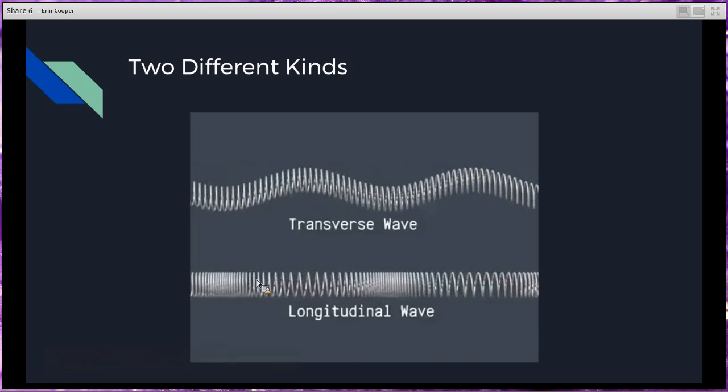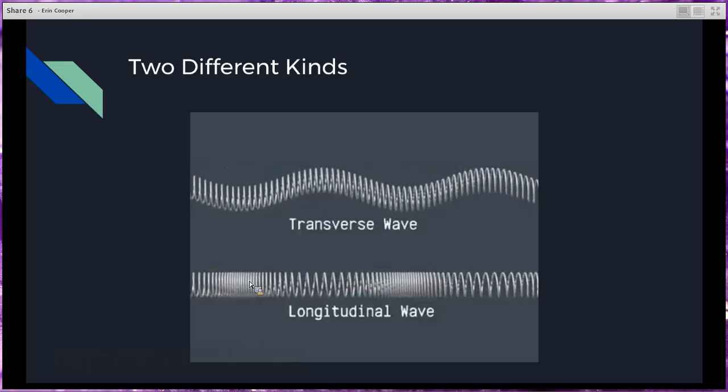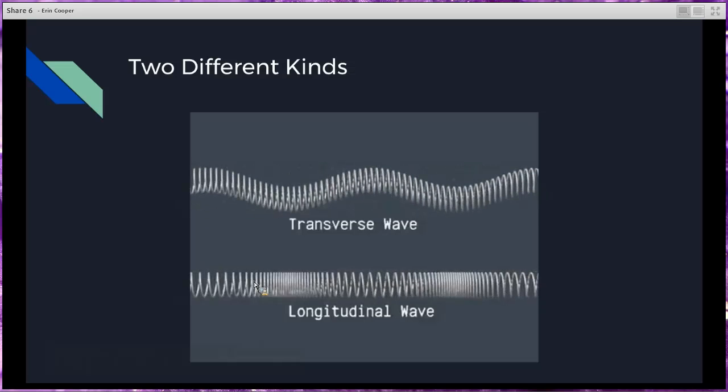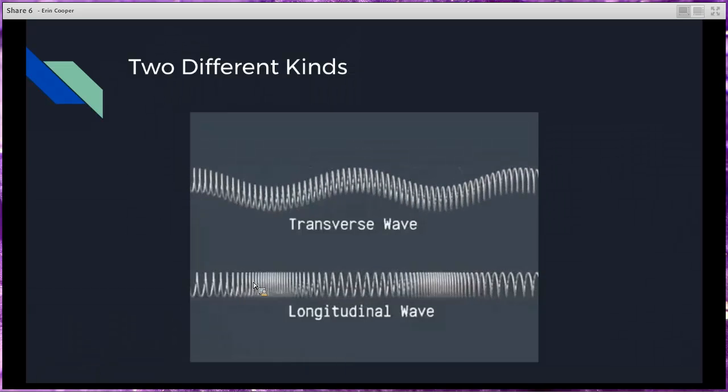And same thing we did with the transverse wave. If you focus on an individual spring, you can see that it goes back and forth. It's tricky to see with the compressions in here, but it's just going back and forth. It itself is not moving. So those are the two different kinds of waves.